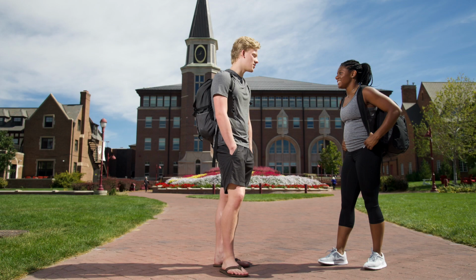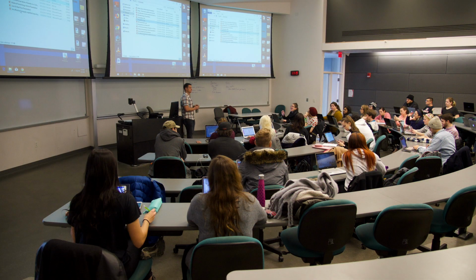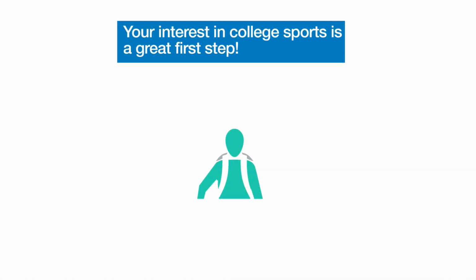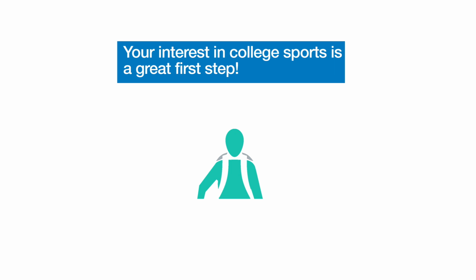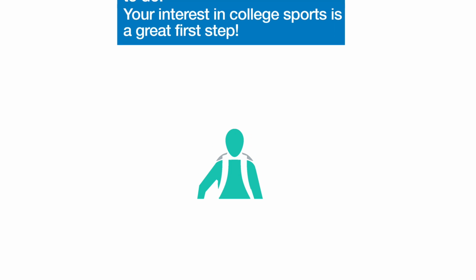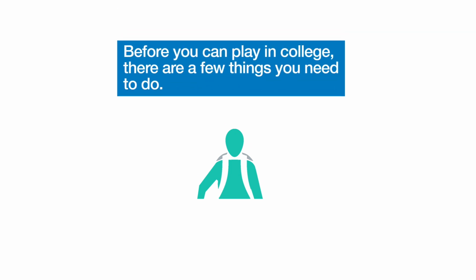Ask yourself if you would be happy at that college if you weren't playing sports. Remember, you'll spend the next 4 to 5 years there, so look at everything, not just athletics. Your interest in playing at an NCAA member school is a great first step, but there are several things you need to do over the course of your high school years in order to be in a position to play once you hit campus. Let's start with registering with the Eligibility Center.